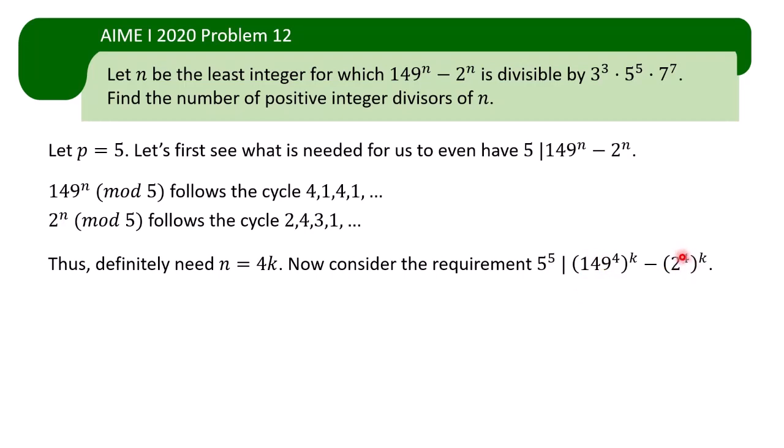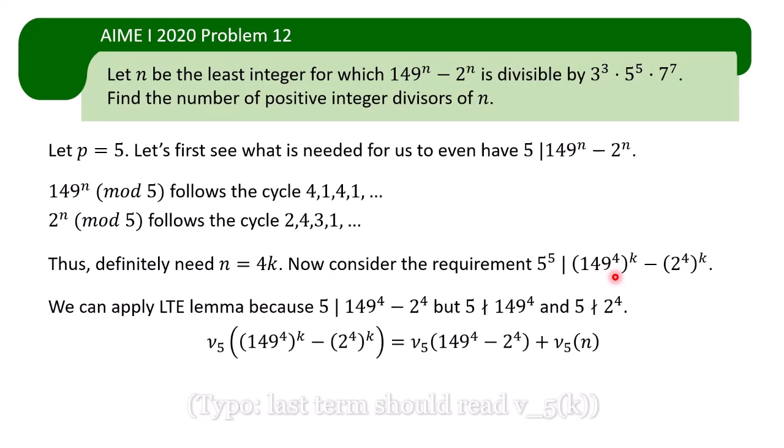So we can consider the requirement 5 to the power of 5 dividing the expression, but we now sub in n equals 4k, so we can write it in this form. So the two requirements are identical, but this time the advantage is that we can apply the LTE lemma because k is now the power, x is 149 to the power of 4, and y is 2 to the power of 4. So in this case, 5 divides x minus y by construction, because we investigated that when n equals 4, you have 1 minus 1, right? Okay, but then 5 doesn't divide this, and 5 doesn't divide this. So when we apply the LTE lemma, we have this ugly expression. It's basically just v of x minus y plus v of n.